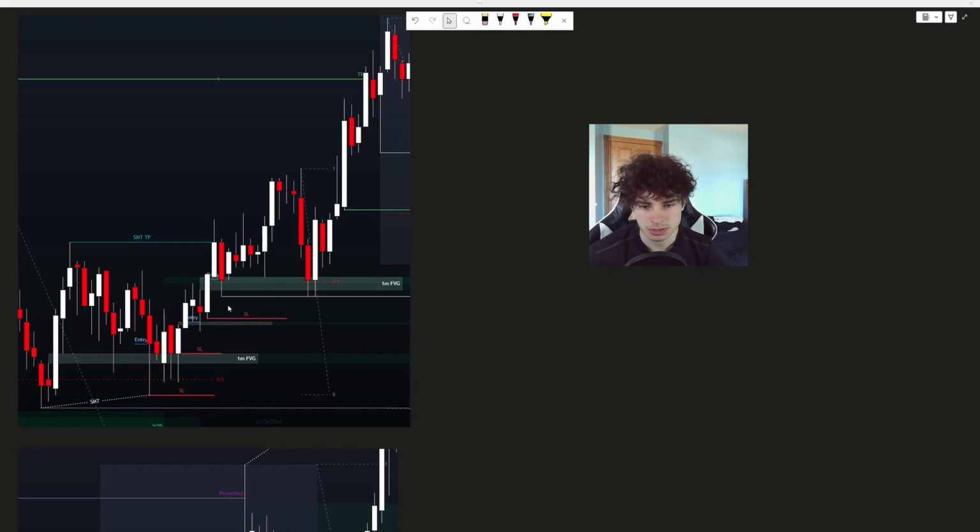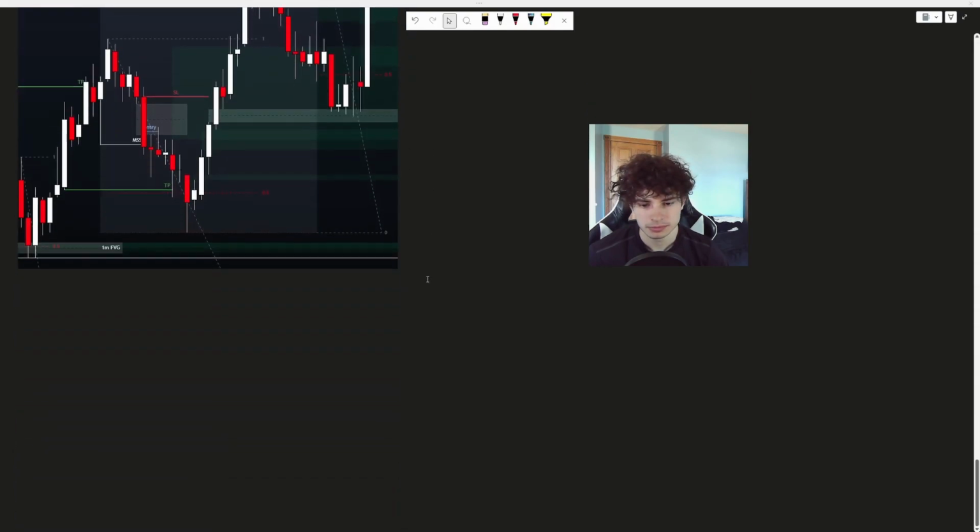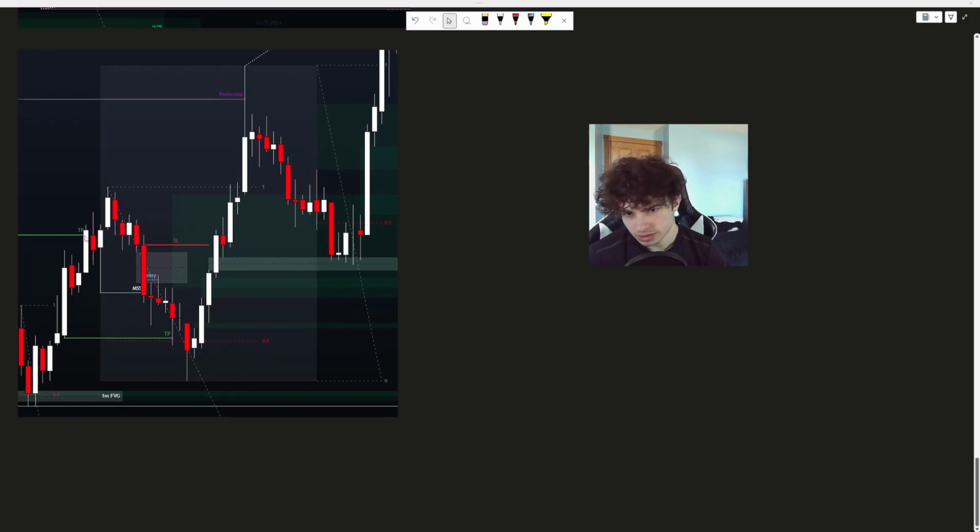But then we get displacement up. Here's another 1 minute fair value gap entry. Buy back up more. We take out this SMT TP. Here's another entry you could take to then take up to this TP. We buy up here. We come down, rebalance. We hit 50% of this leg right here. And then we end up buying back up to take this TP.